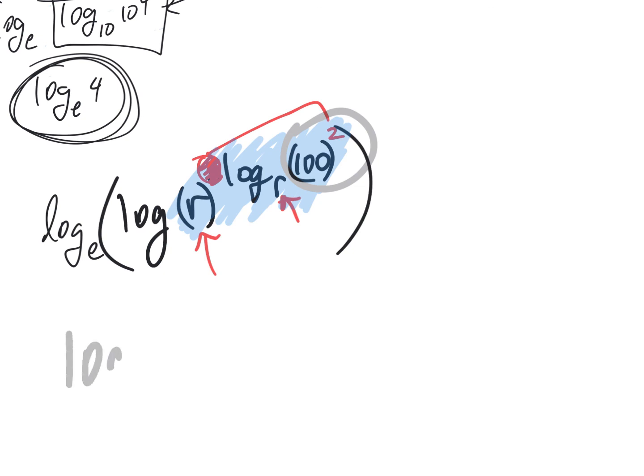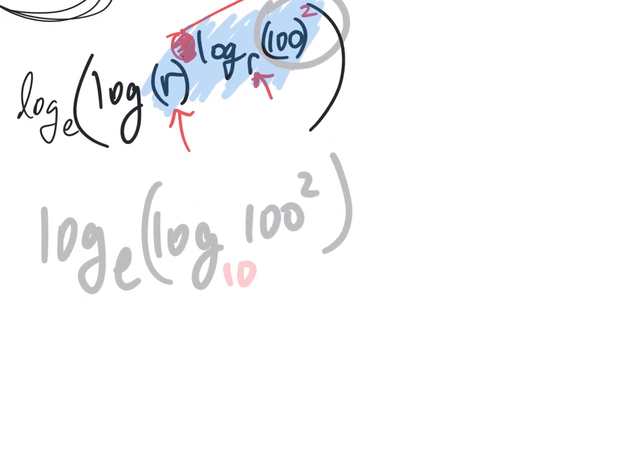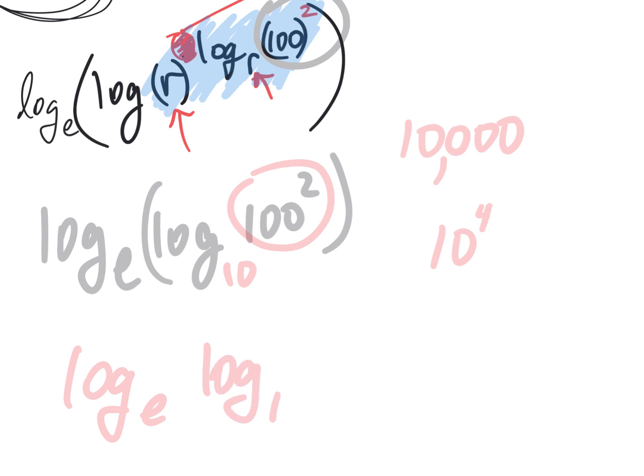So then it's log base e of log of 100 squared. And then what's the base of that? It's not written, but there is a base 10 there. And then it'd be really smart if you knew how to make that into 10 to the power of something. What is 100 squared? 10,000. And then that's really 10 to the power of what? 4. So then this is log base e of log base 10 of 10 to the 4th.